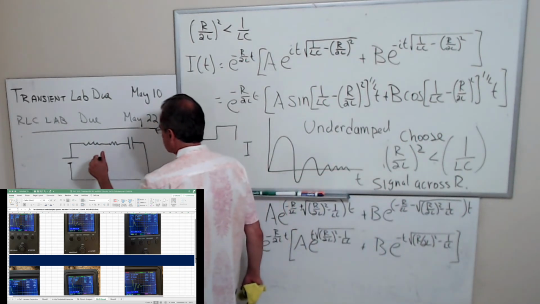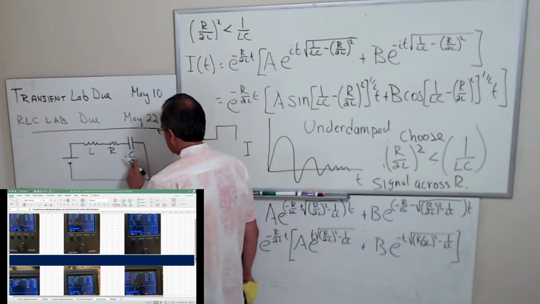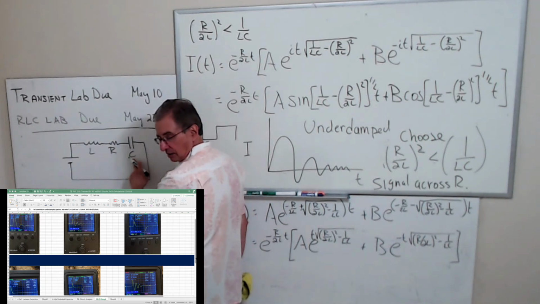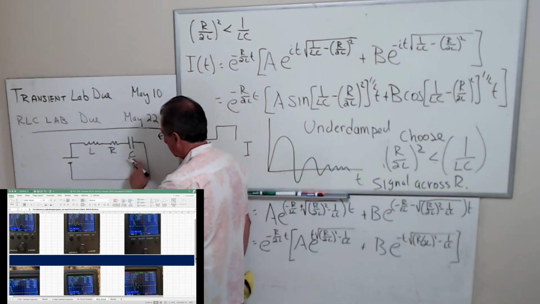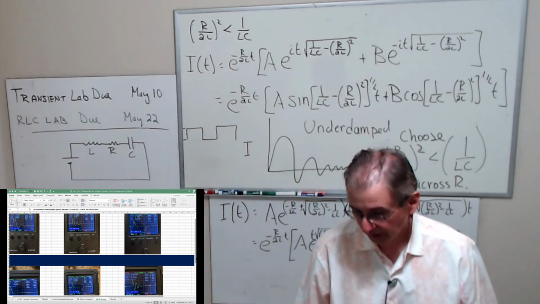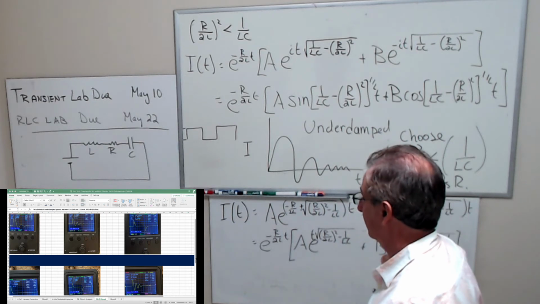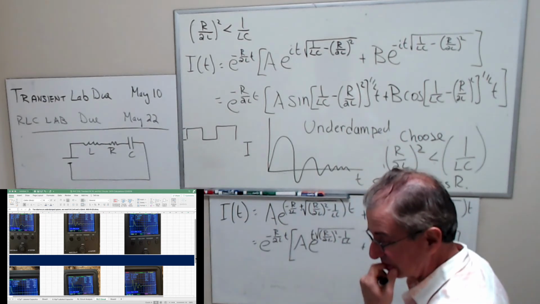So you have 2 choices for L. I forget how many choices you have for C. And then you have a lot of choices for R. You even have a 1 ohm resistor in your kit. Okay.